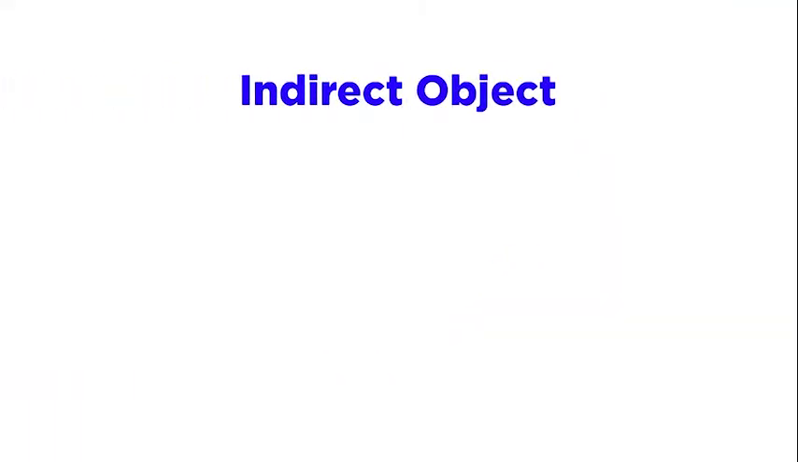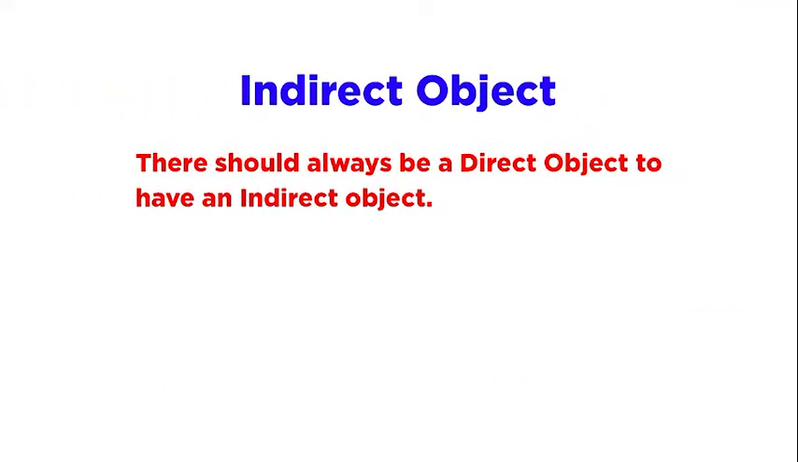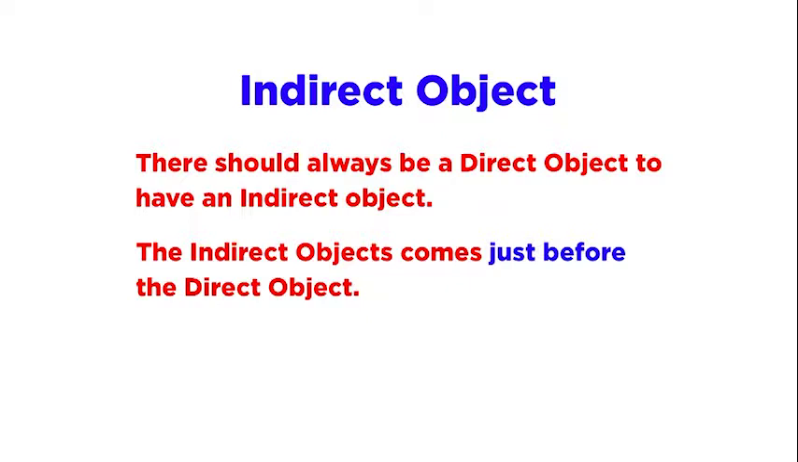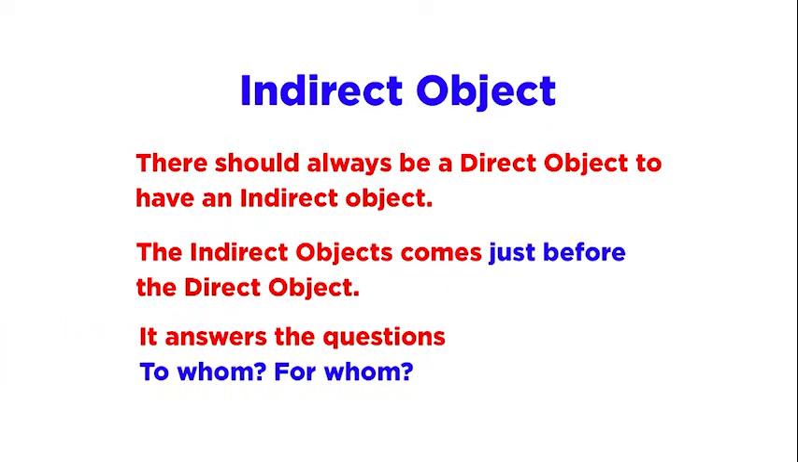Indirect objects can be identified because there should always be a direct object to have an indirect object. The indirect object comes just before the direct object, and it answers the question to whom or for whom.